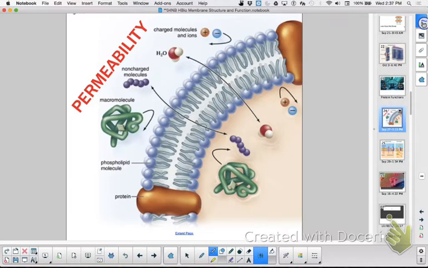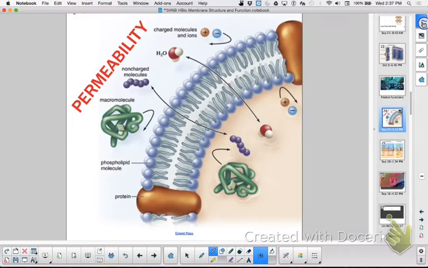Okay, so let's review so far. How do we get across? Through the phospholipid bilayer, but not if we are large or charged. Okay, option 2, use a channel and a carrier, and that could be both passive or active. The third way to get across the membrane is whole membrane, doing what?